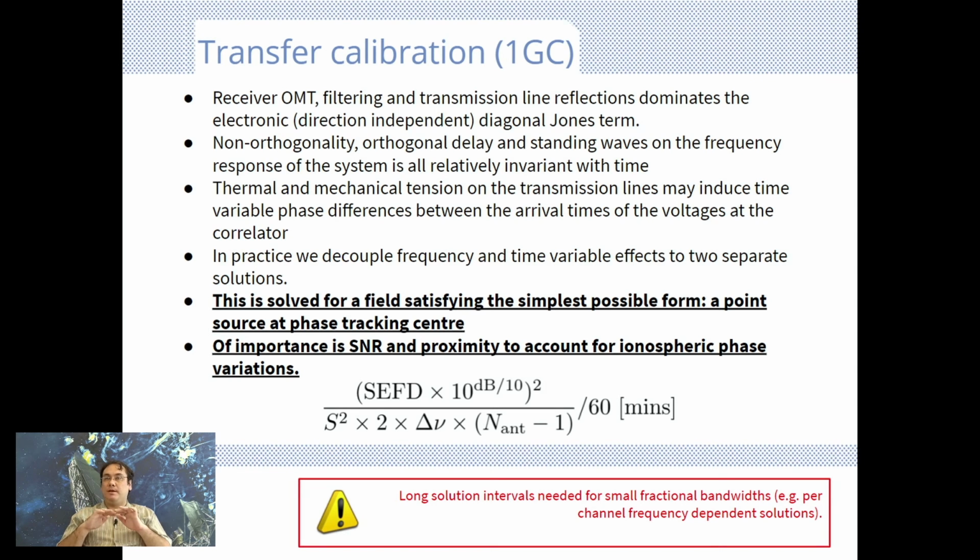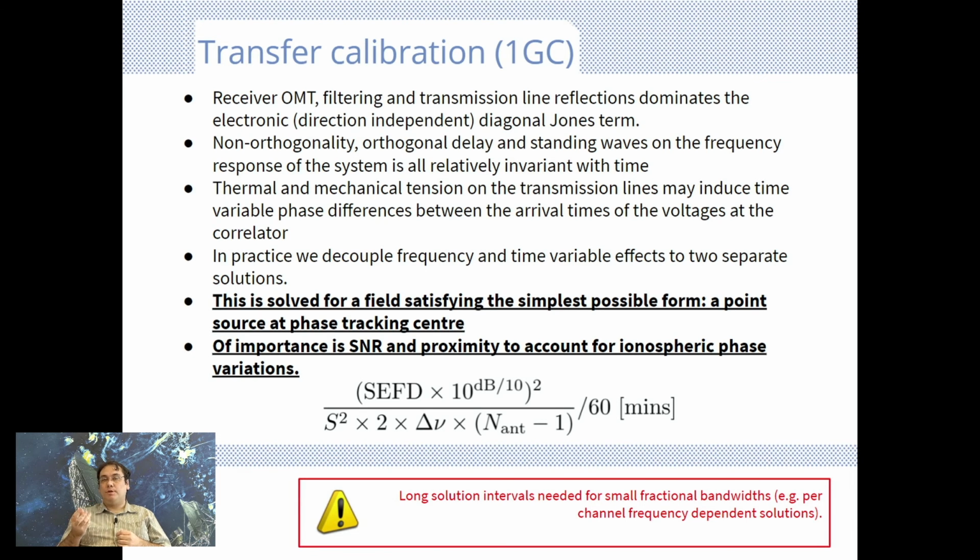So remember that we have a frequency-based effect that's primarily stemming from our transmission line between the measuring device and our analog to digital converter. The system may also be temporally variable, so there may be cable delays that are changing slowly with time, or ionospheric conditions that are introducing a phase difference as a function of time. And all of those terms are solved for in this process.